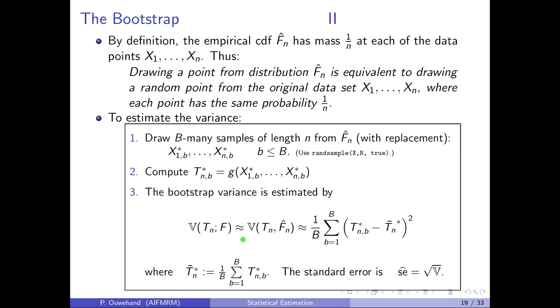Observe that there are two approximations here. Firstly, we approximate the true variance by replacing the true CDF with the empirical CDF. And then secondly, we approximate this variance using the empirical CDF using simulation. We can make the second approximation as accurate as we like by increasing the number of bootstrap samples, capital B. But the first approximation really depends on how good the dataset is. In other words, how well it represents the true distribution, capital F.